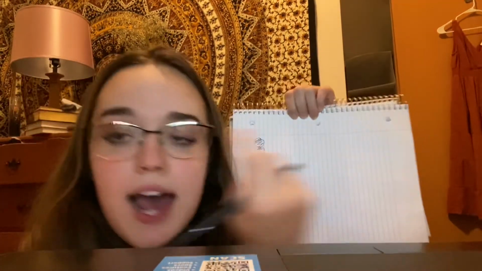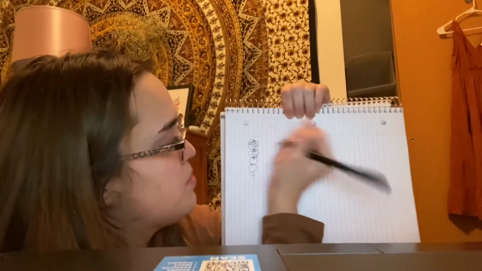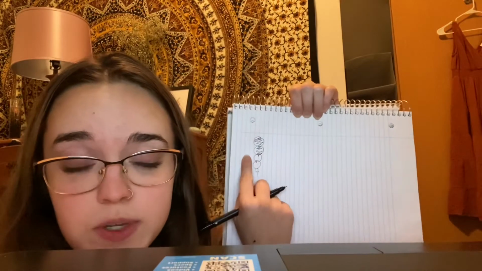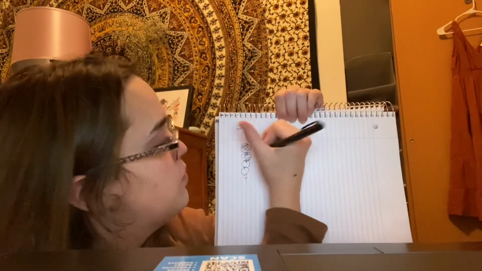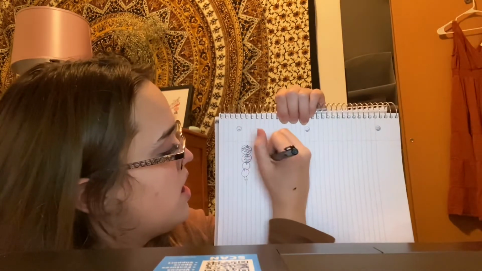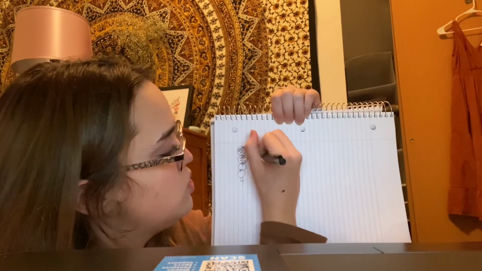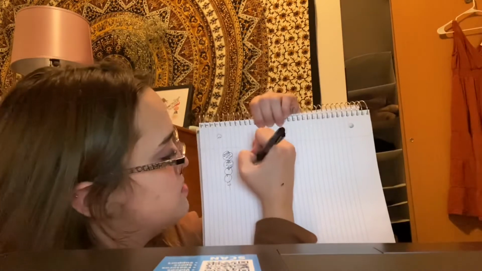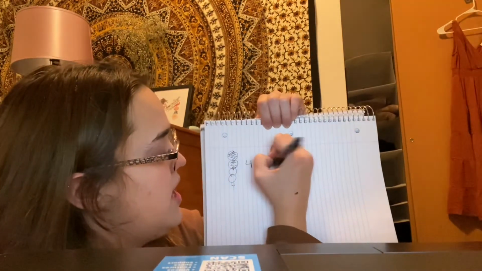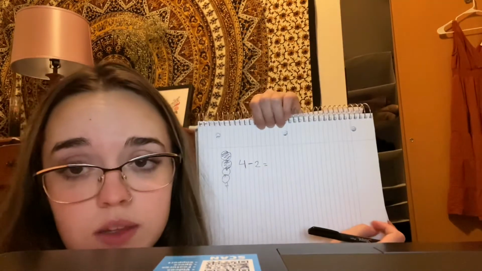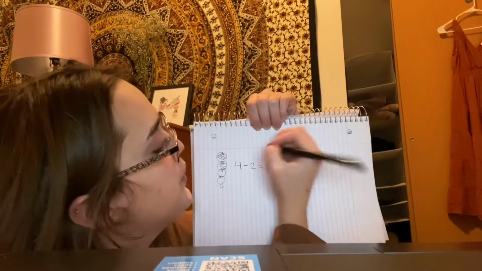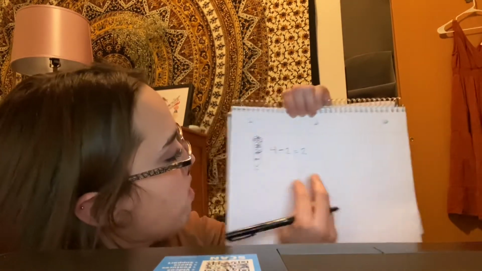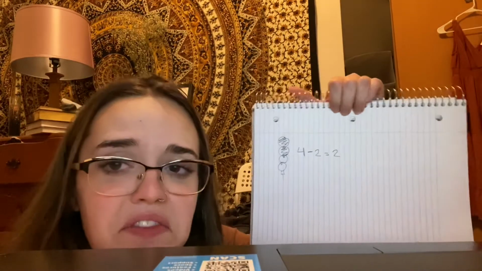So let's write that as a math problem. How many scoops of ice cream did we start with? 4. And then how many did we lose? How many scoops fell off? 2 scoops of ice cream. And how many do we end with? 2. Correct. Now, let's try to flip the numbers around.